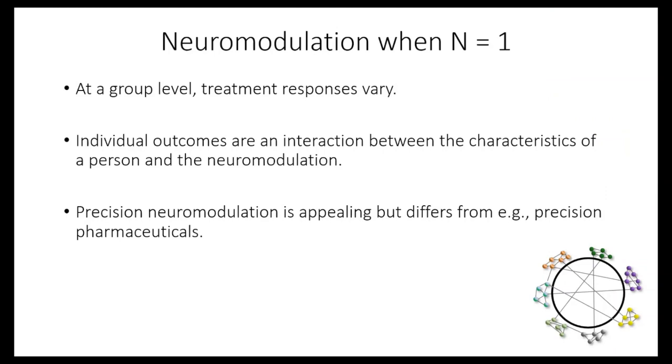I kind of want to orient us to the idea that we might find this concept of precision neuromodulation to be appealing, but it differs in a few interesting ways from pharmaceuticals. And one of the ways that I tend to like using a network representation to think about this is that if you're designing some kind of pharmaceutical to interact with neurotransmitter process or otherwise, we fundamentally have something at a very low scale of organization.